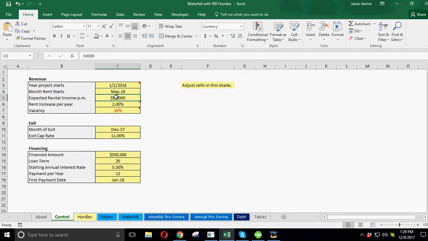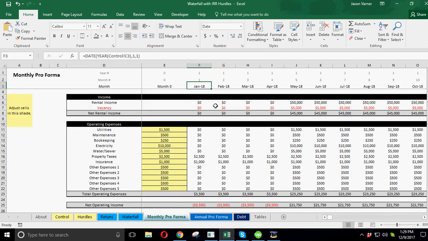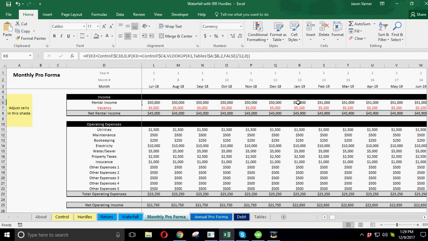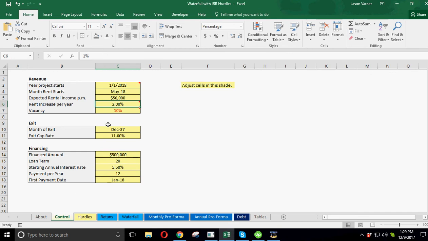You could put a number in here, and then you could do what you expect to increase your rent by year in here. That will give you a table of annual rental income, and then all the pro forma does here is just look up that table for what year it is. You can see it increases by year 2. We're at 51,000 a month instead of 50. So it just propagates that and allows for some adjustments there. Vacancy you could just change.